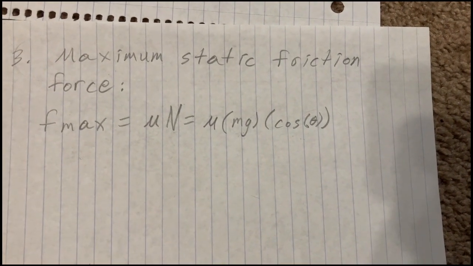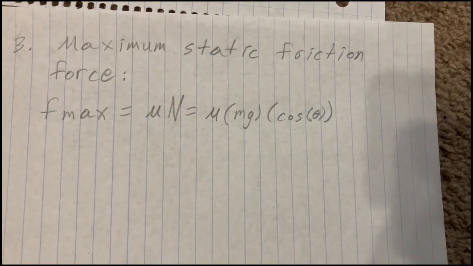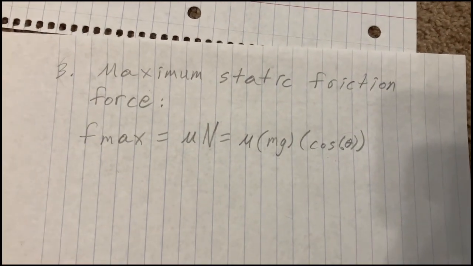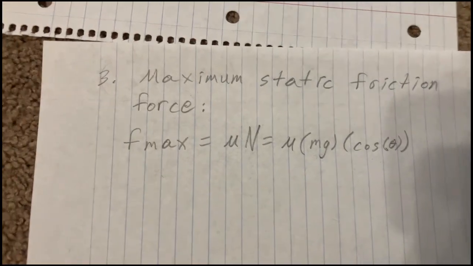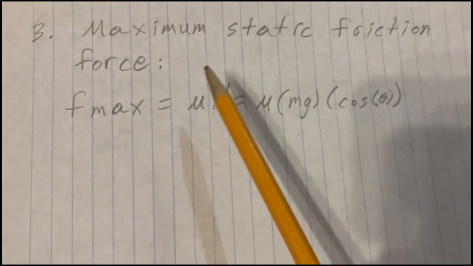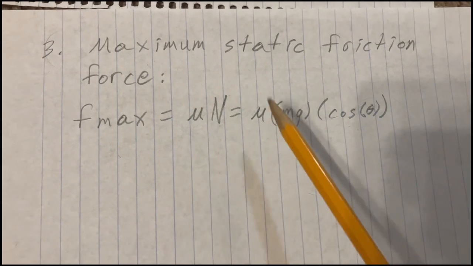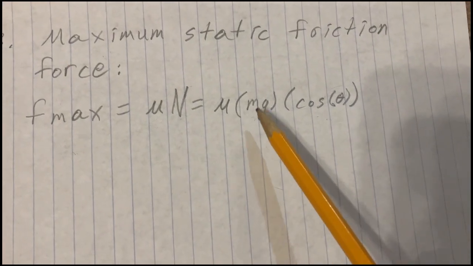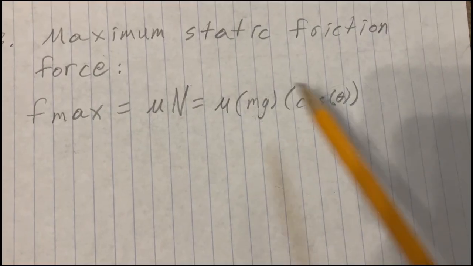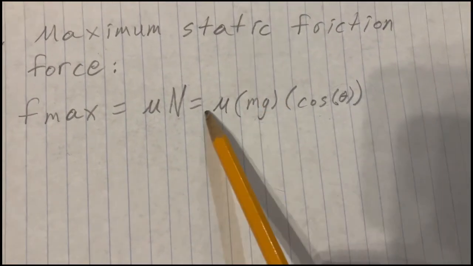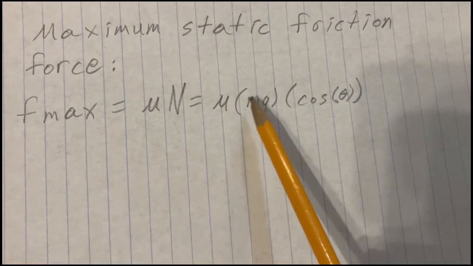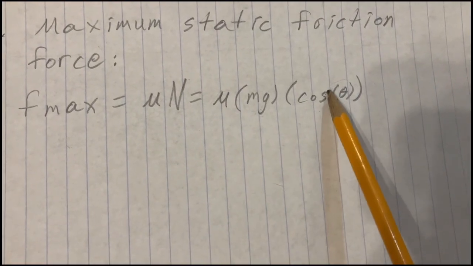And then the maximum static friction force is determined by mu times the normal force. And we just determined that the normal force is the force of gravity times cosine of theta. So mu times the normal force is mu times the force of gravity times cosine of theta.